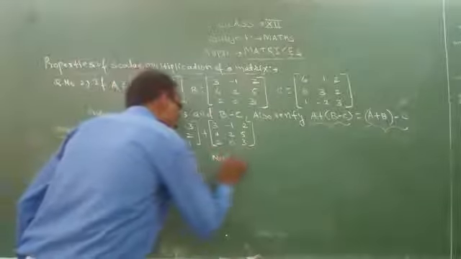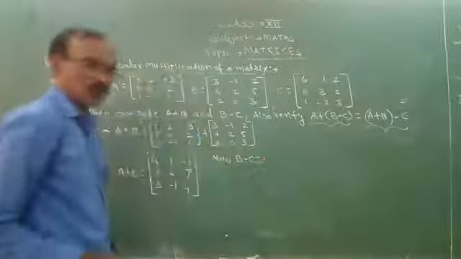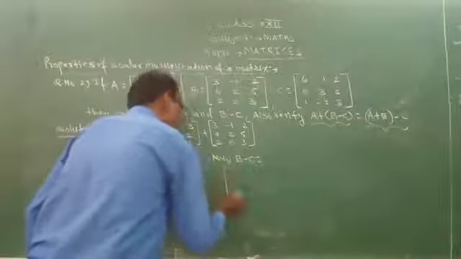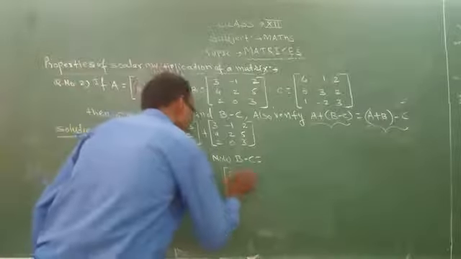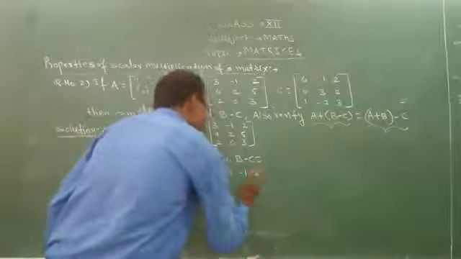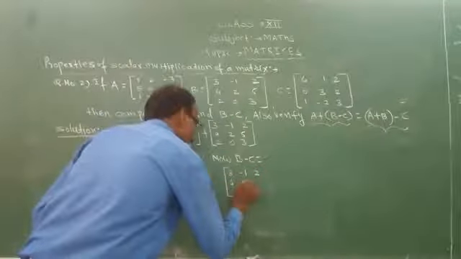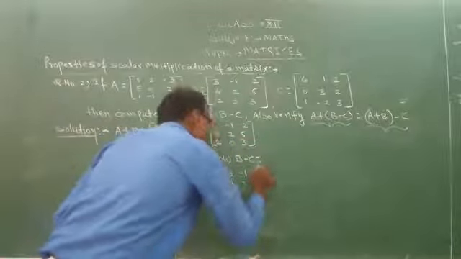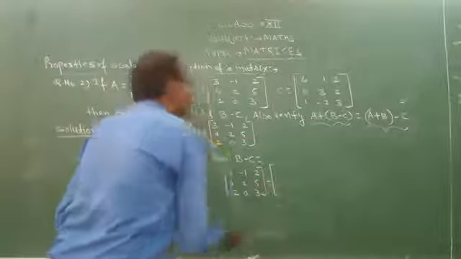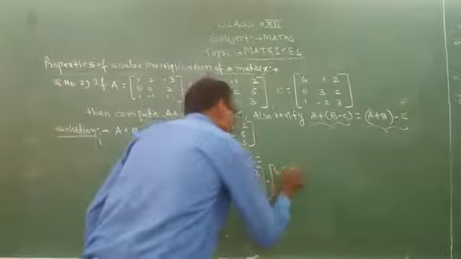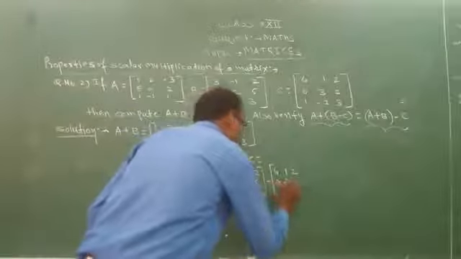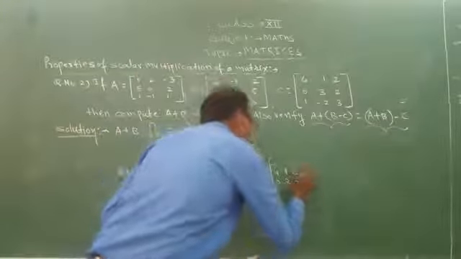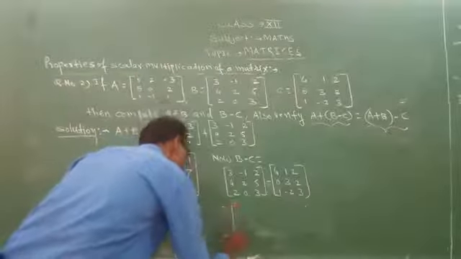Now B minus C equals, so you have B as [3 -1 2; 4 2 5; 2 0 3], then minus C, which is [4 1 2; 0 3 2; 1 -2 3]. So what will be B minus C?